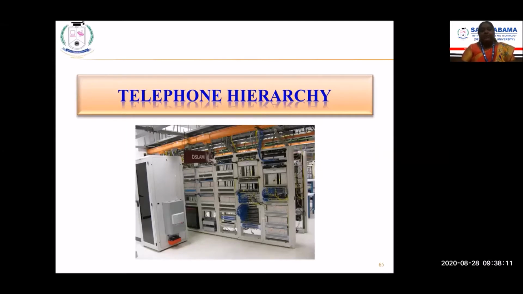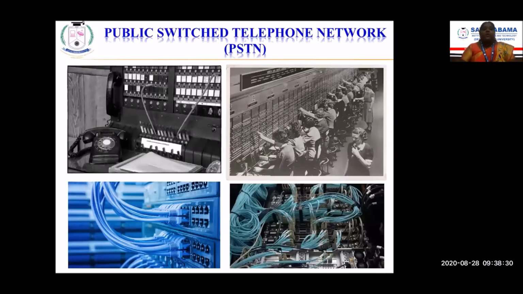This is the pictorial representation, a photo of the telephone exchange at the central office, where all the telephone lines are terminated by means of twisted pair cable or coaxial cable. Technically, this is called the local loop. Let us introduce the terminology, the public switched telephone network, that is, the PSTN line.